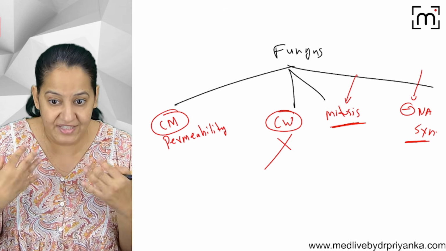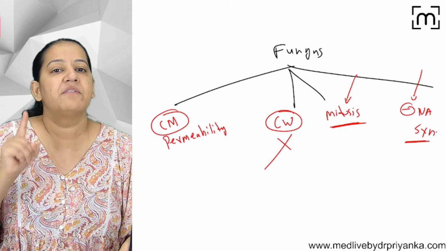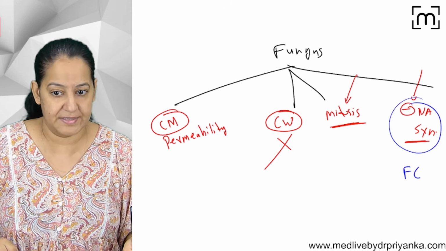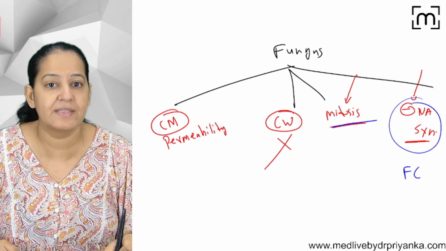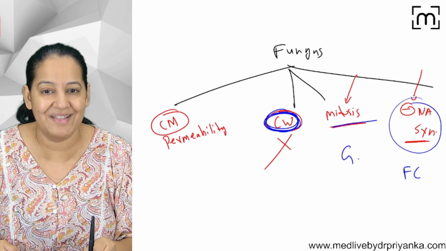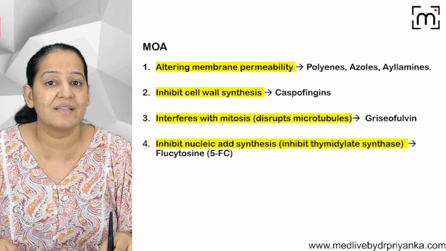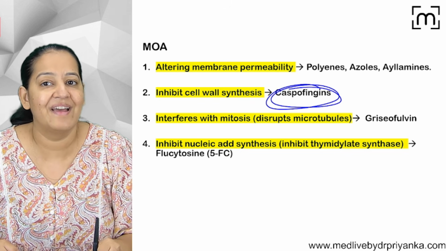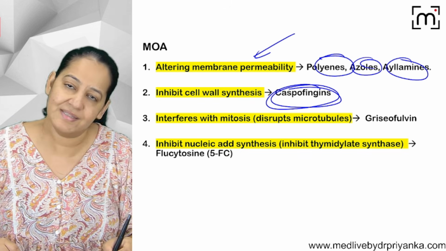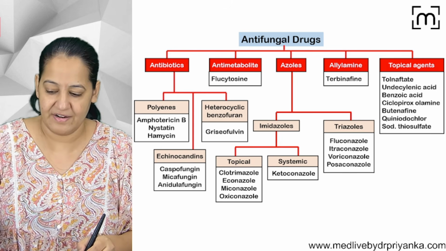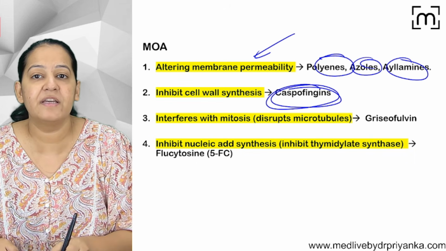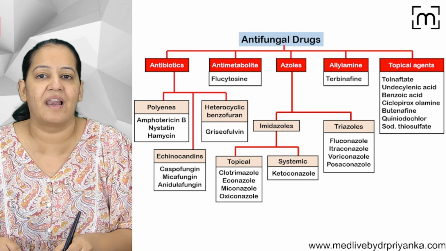Now learn the name of the antifungal drug in each category. The one which inhibits nucleic acid synthesis is flucytosine. The one which interferes with mitosis is Griseofulvin. The one which inhibits cell wall synthesis is Caspofungin. The remaining are polyenes, azoles, and allylamines, and they come in the cell membrane category. So can you mark the drugs which alter cell membrane permeability? You can see polyenes, azoles, and allylamines.